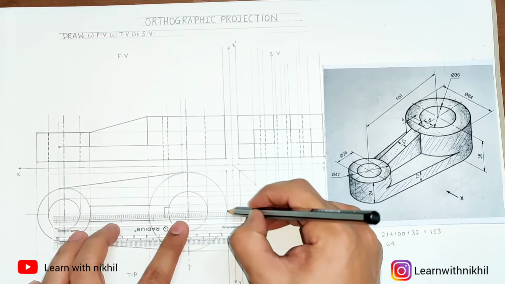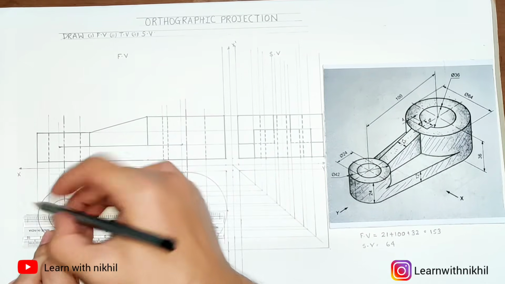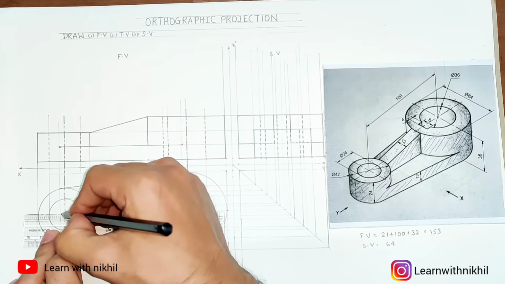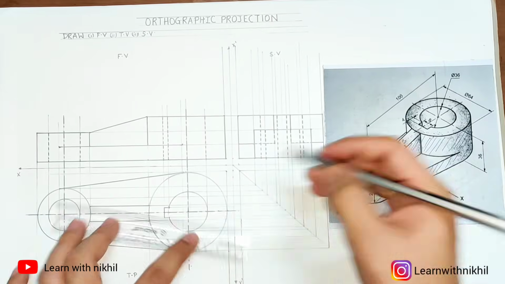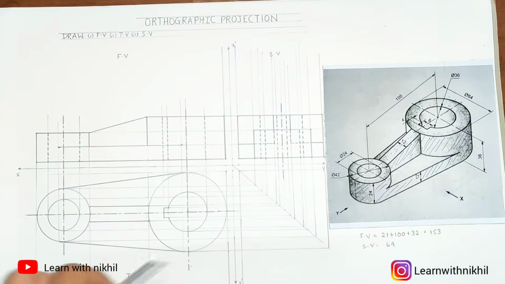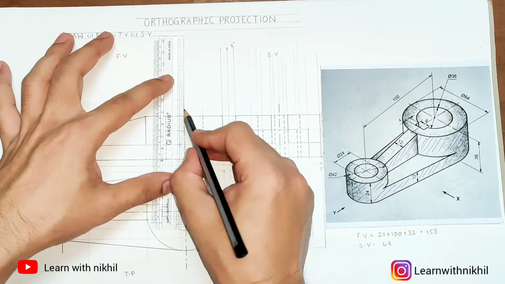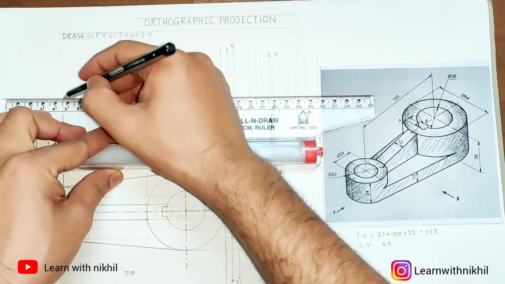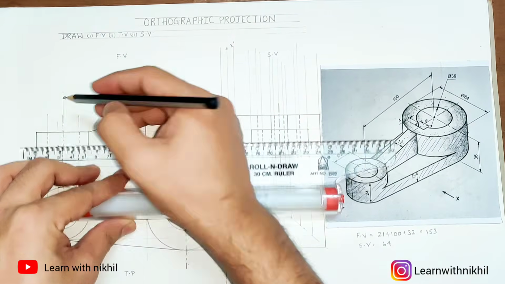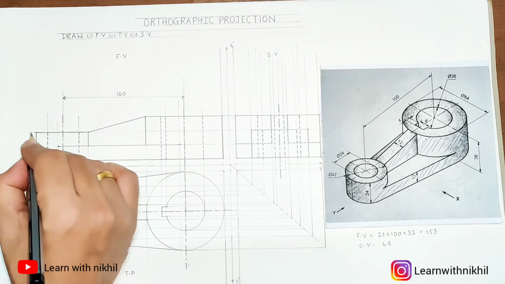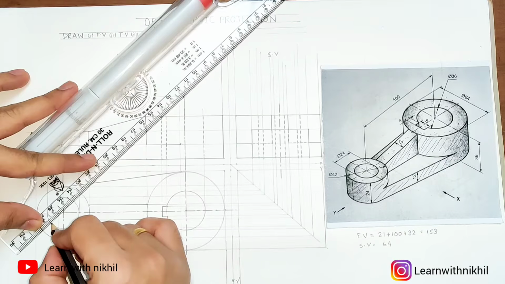Now drawing the center line of the circle as well, on its top view and also in its side view. So with this we have finished the front view, top view and the side view. Now just marking the dimensions. The dimensions which are given in the question should be marked. So step by step we will draw all the dimensions which are given in the question.